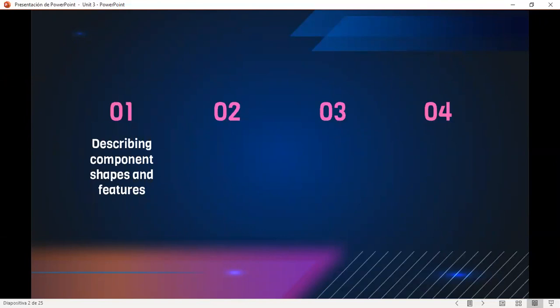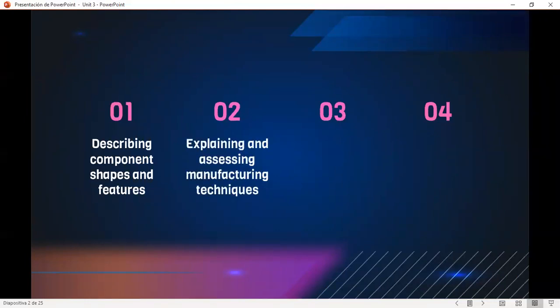Now, our second objective from this part is to explain and assess the manufacturing techniques. As with components and shapes, we talk about production, assessment, and design of a machine, of a tool, of a product, of anything you want to talk about, and systems, etc. So we have to keep in mind all the different subjects.